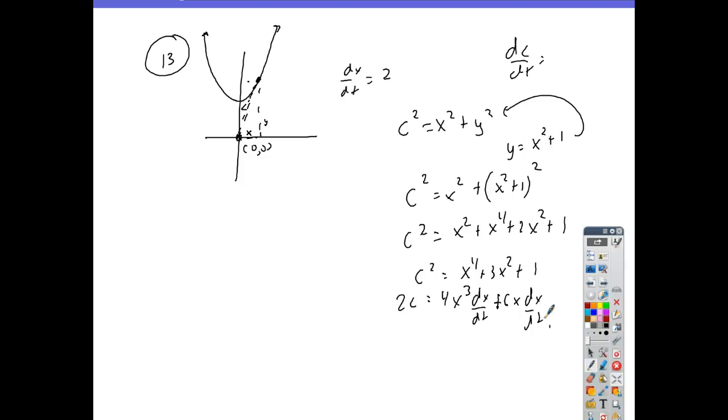I don't think this is going to get any better. Why couldn't you just plug in the derivative of x, dx/dt equals 2, at this point? That's what I'm going to do next, yeah. I'm going to get to that. Oh, I forgot about dc/dt. That's what I'm looking for. Probably should have that in the equation.